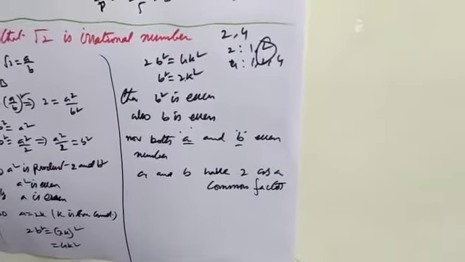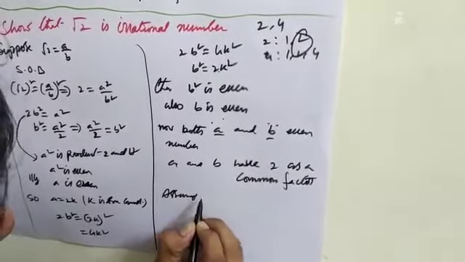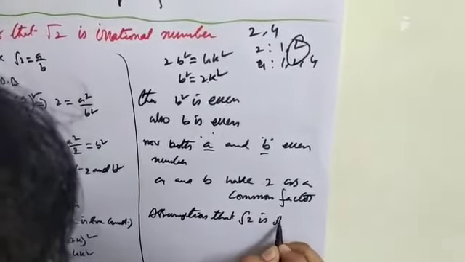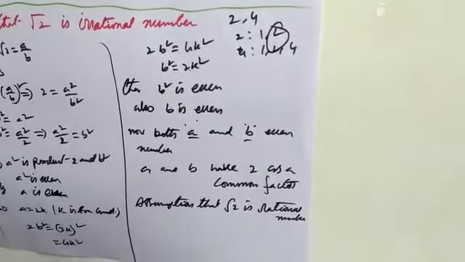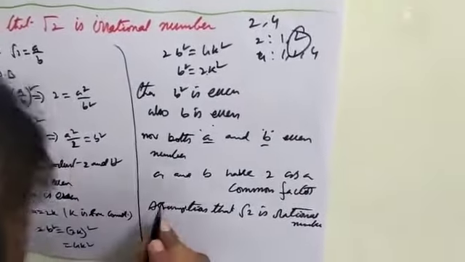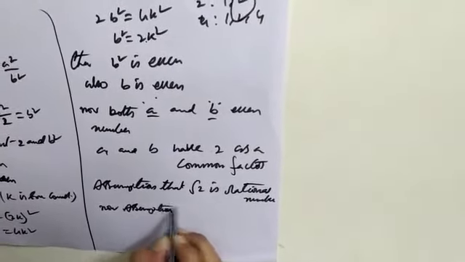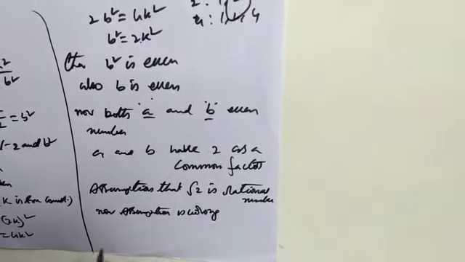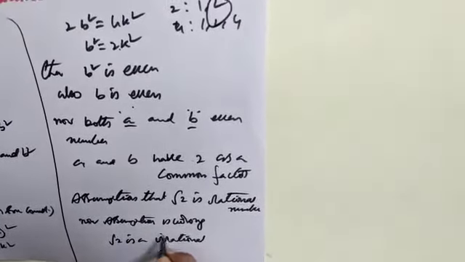Now, assumption that root is a rational number. But our assumption is wrong. Therefore, root is an irrational number.